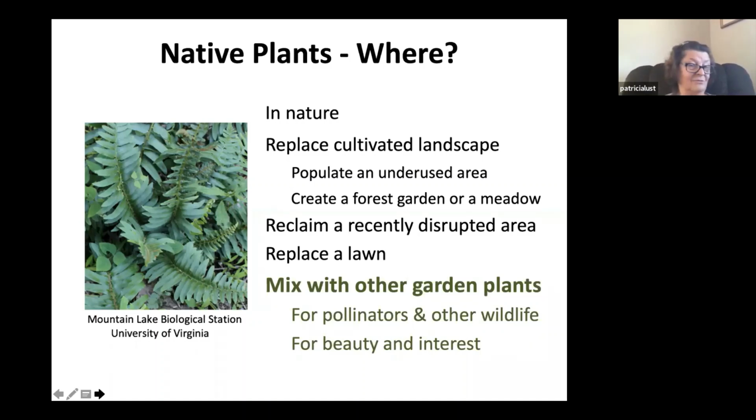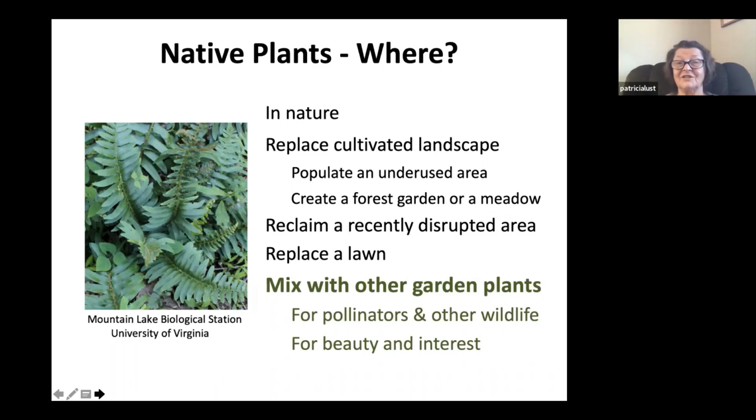Of course, in nature. We all have friends that go hiking every weekend or every day just to see the plants that are out there. If you've got an area that's been recently disturbed, like a pipeline or something has come through, you might want to think about planting it back with native plants rather than lawn or something else. Some people even replace their whole lawns with native plants. I have a friend over on the northeast side of Richmond, out in the country, who built a new house and seeded her whole lawn to native plants. Last time I drove by, it was blooming beautifully.